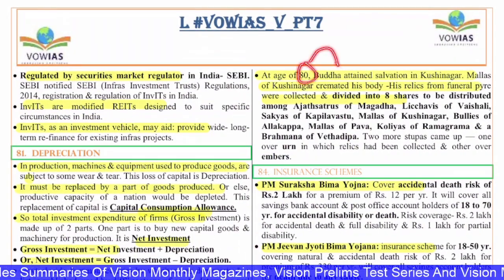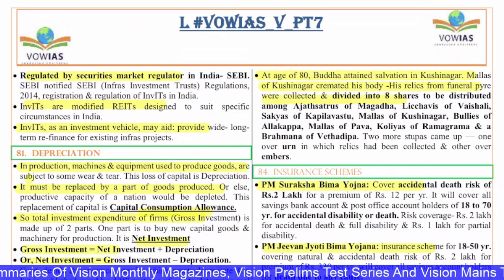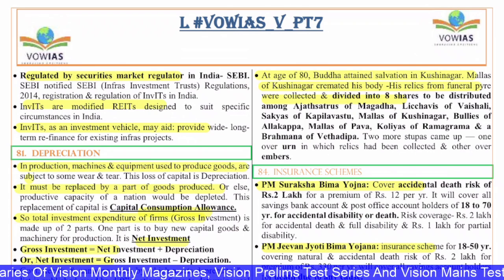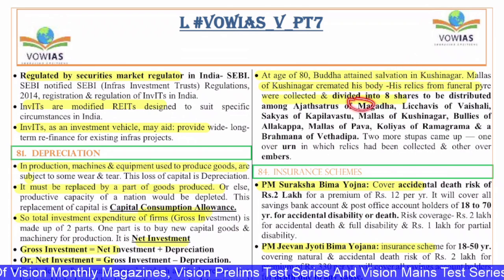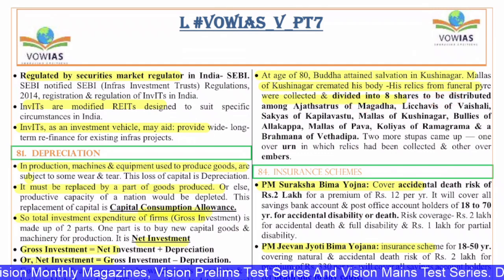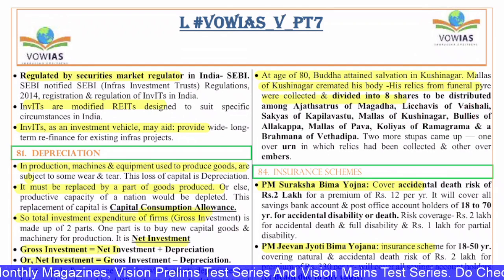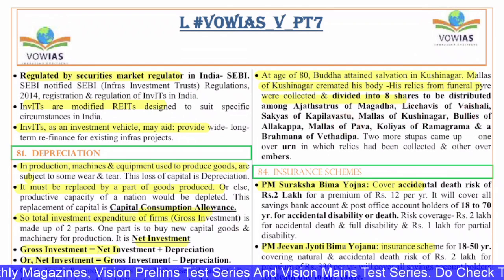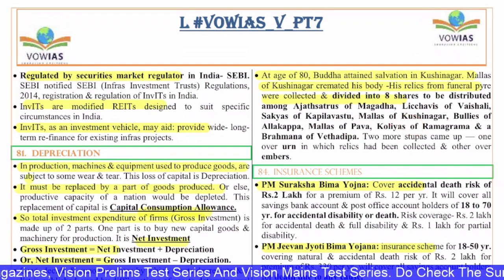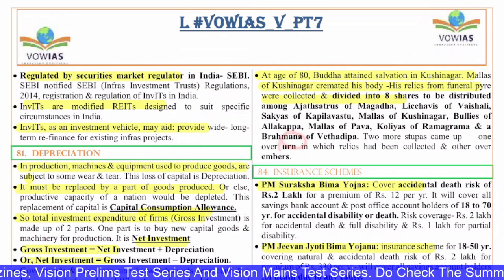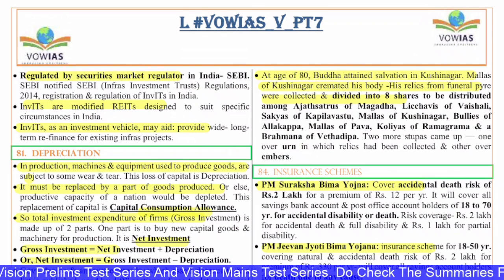At the age of 80, Buddha attained salvation in Kushinagar. The Mallas of Kushinagar cremated his body. His relics from the funeral pyre were collected and divided into 8 shares to be distributed among the Ajatashatru of Magadha, Lichchhavis of Vaishali, Shakyas of Kapilavastu, Mallas of Kushinagar, Bulis of Allakappa, Mallas of Pava, Koliyas of Ramagrama, and a Brahmana of Vethapida. Two more stupas came up, one over the urn in which the relics had been collected and the other on the embers. This is about the relics of Buddha.